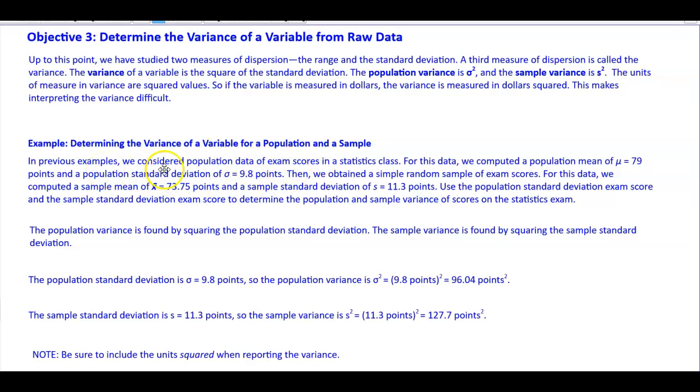In previous examples, we considered population data of exam scores in a statistics class. For this data, we computed a population mean of mu, which is equal to 79 points, and a population standard deviation of sigma, which is equal to 9.8 points. Then we obtained a simple random sample of exam scores. For this data, we computed a sample mean of 73.75 points and a sample standard deviation of s, which is equal to 11.3 points. We're going to use the population standard deviation and the sample standard deviation of exam scores to determine the population and sample variance of scores on a statistics exam.